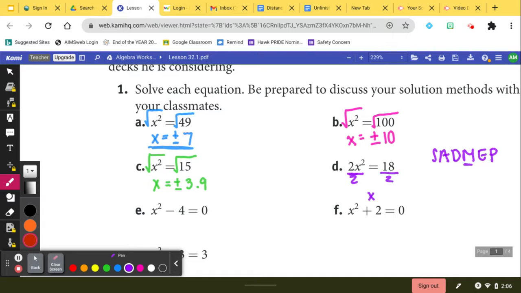So I get x squared is equal to 9. Now I can undo the exponent, so I would square root it. And x would equal then the positive or negative version of 3.